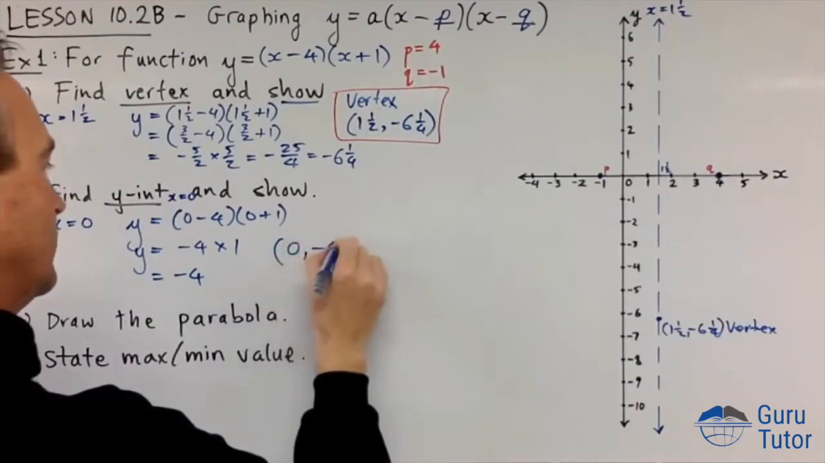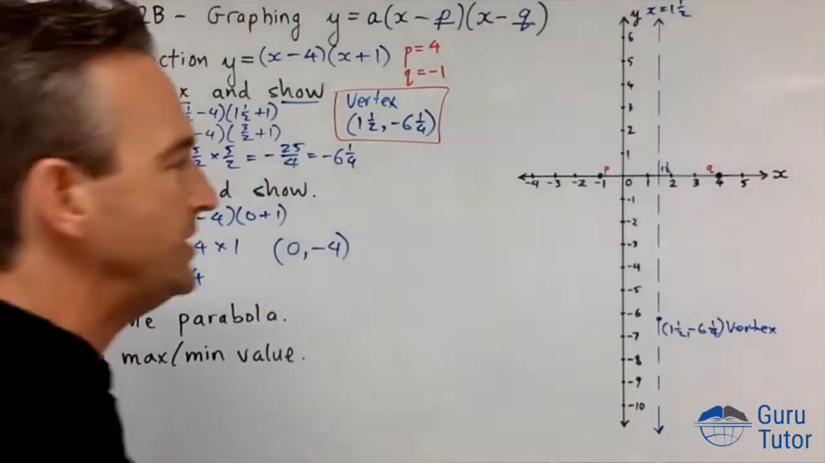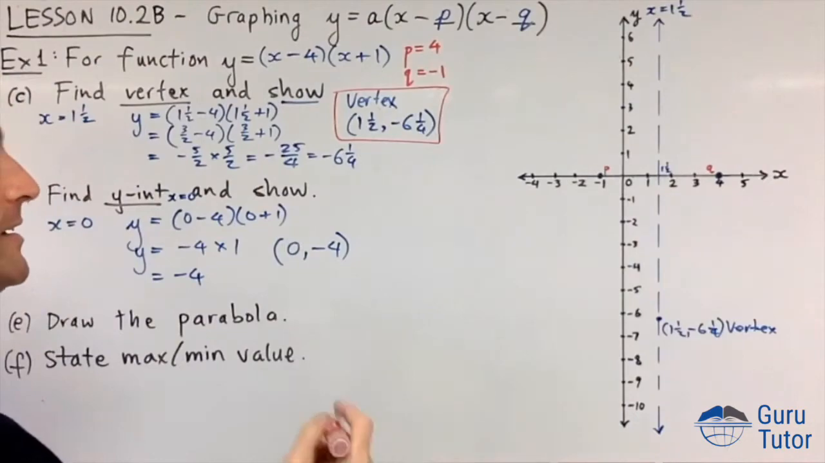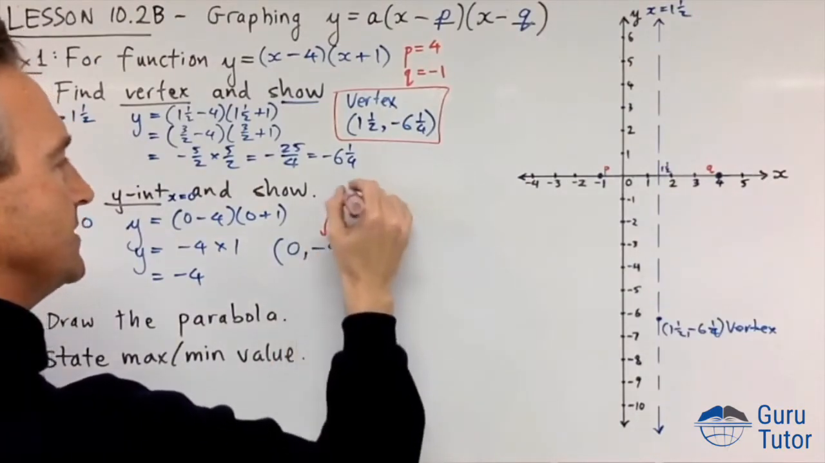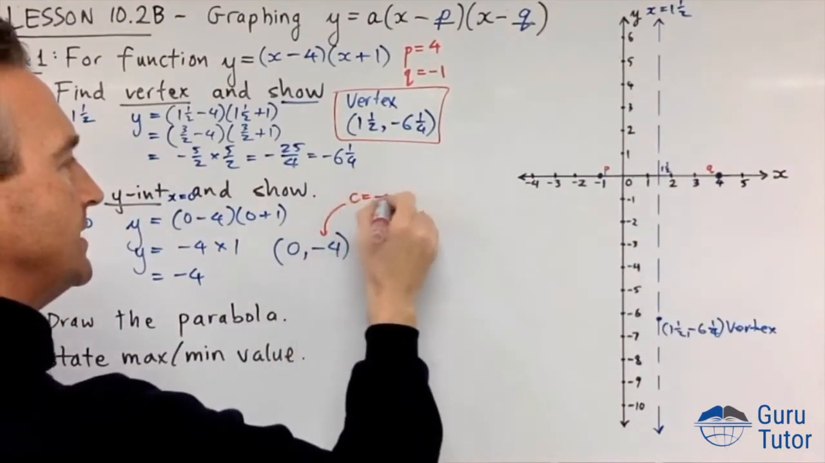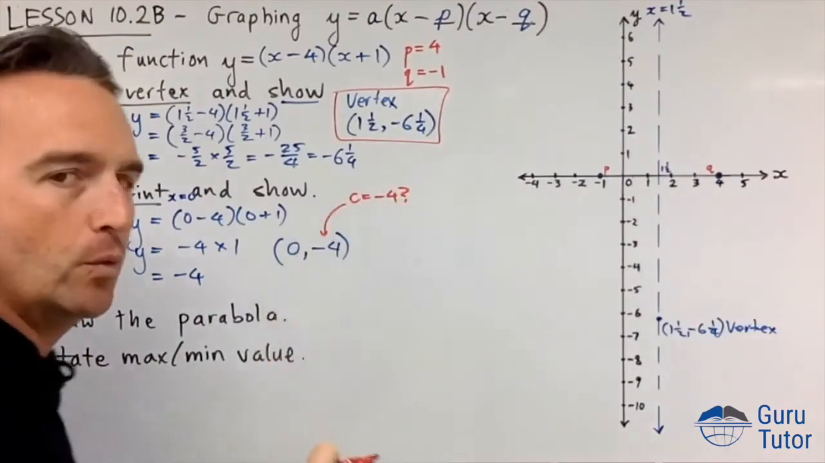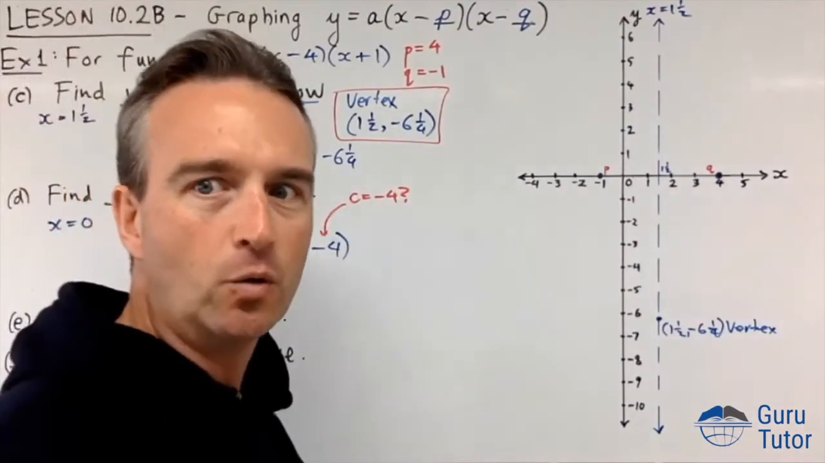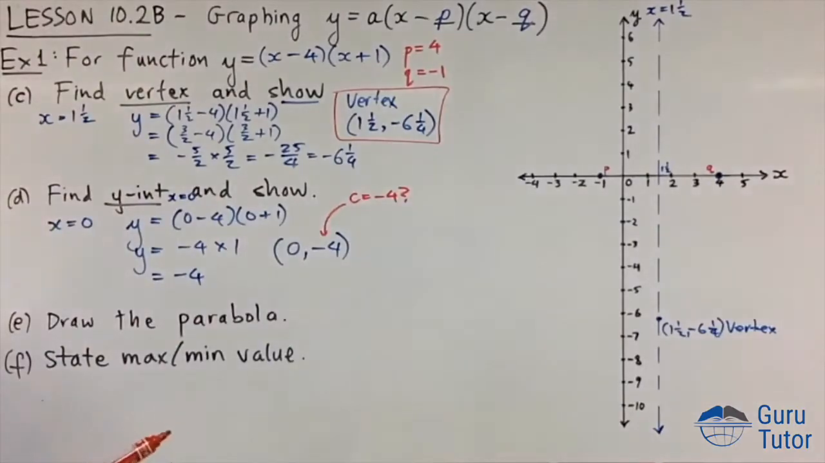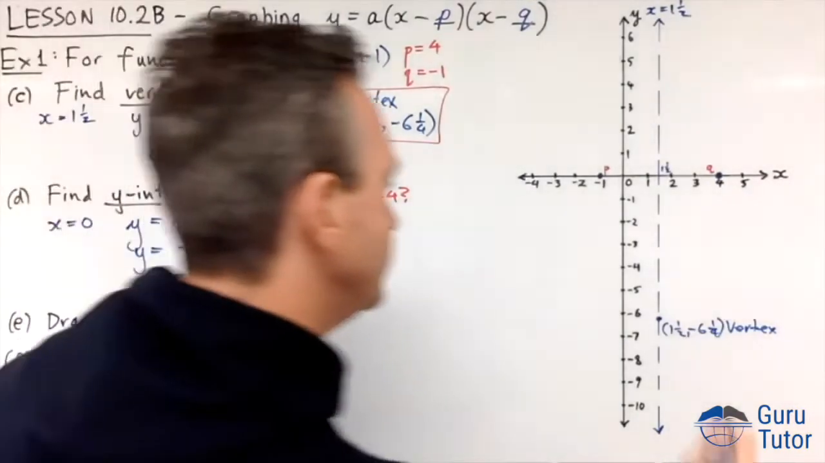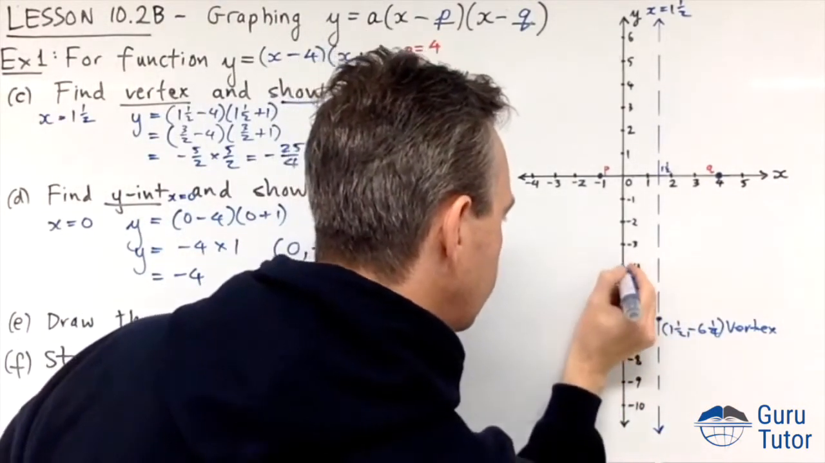0, negative 4. And I think the original question gave you the formula in the standard form, right? What was the C? Just go back and have a look. Was C negative 4? I think it was. Go back and have a look, and it's just good that it all agrees, right? So our y-intercept, 0, negative 4. 0, negative 4 is right here.